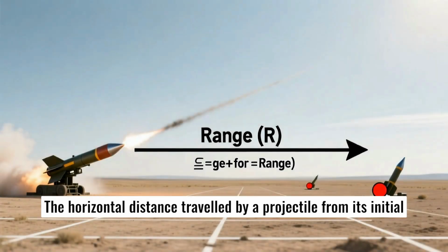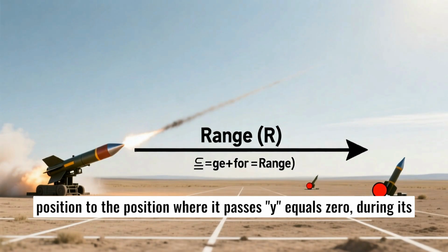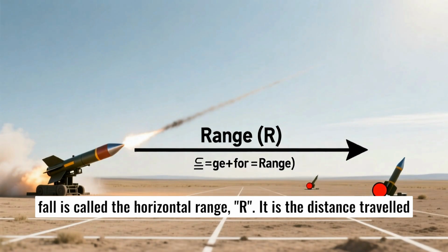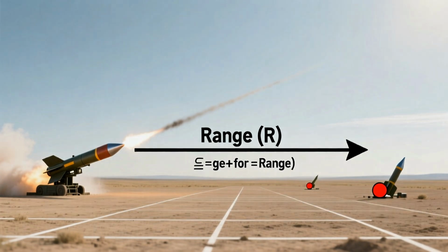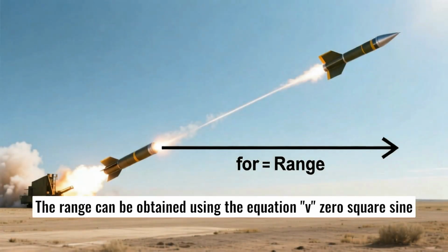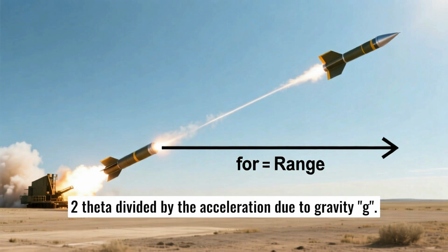The horizontal distance traveled by a projectile from its initial position to the position where it passes y equals 0 during its fall is called the horizontal range. R is the distance traveled during the time of flight. The range can be obtained using the equation v0 squared sine 2 theta divided by the acceleration due to gravity g.